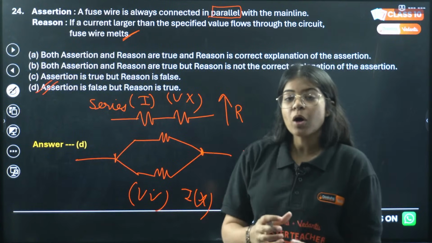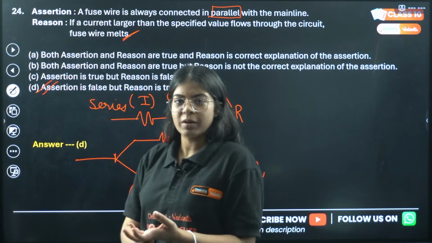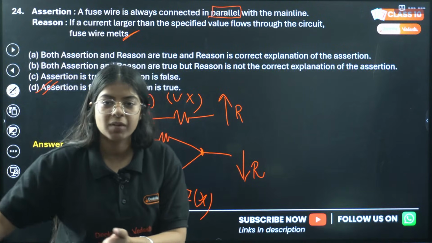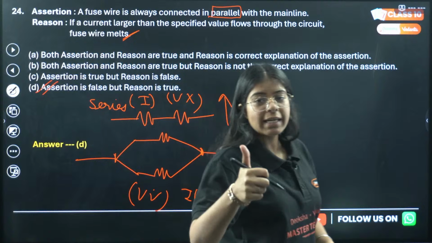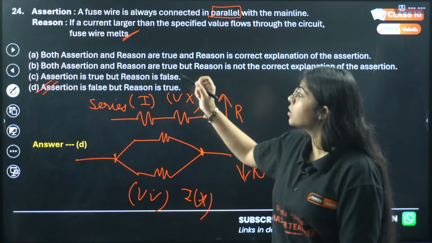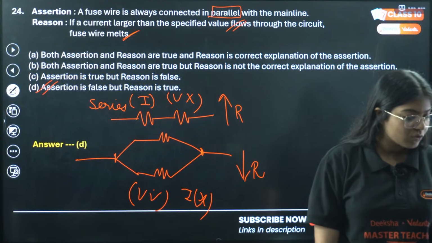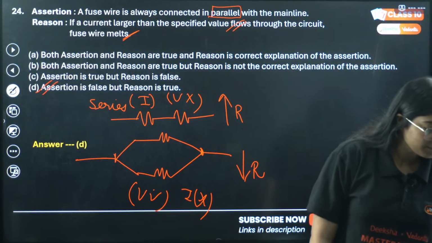So I want, if more current is passing through my fuse, that the whole circuit breaks so that it protects my appliances, correct? So D is correct, assertion is false, but this reason is true. If more current flows into my fuse wire, it melts, correct?